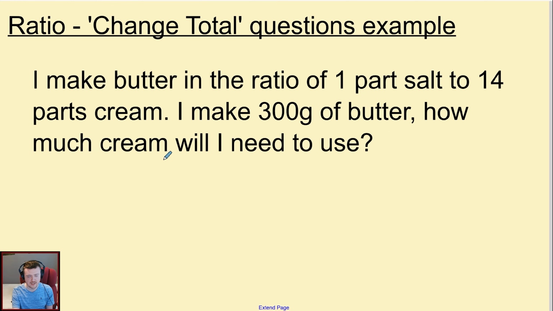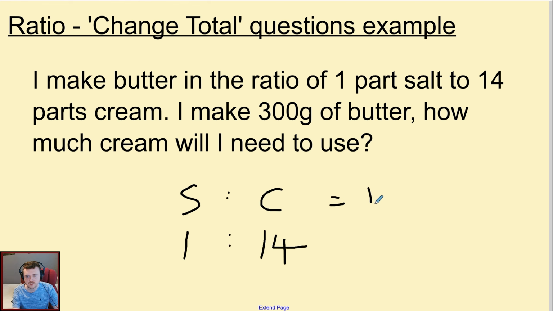All right. So here's an example question. I make butter in the ratio of 1 part salt to 14 parts cream. Okay. I make 300 grams of butter. How much cream will I need to use? Okay, well, the first thing I'm going to do, as always, is write down the bits I've got. So I've got salt and I've got cream, and I've got 1 part salt to 14 parts cream.